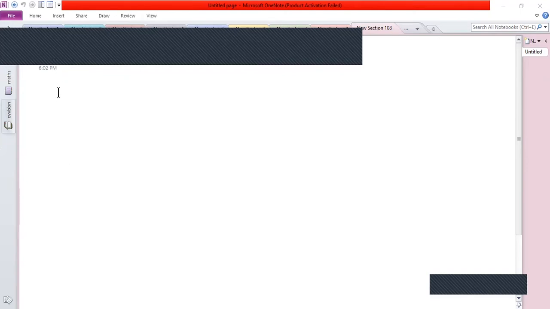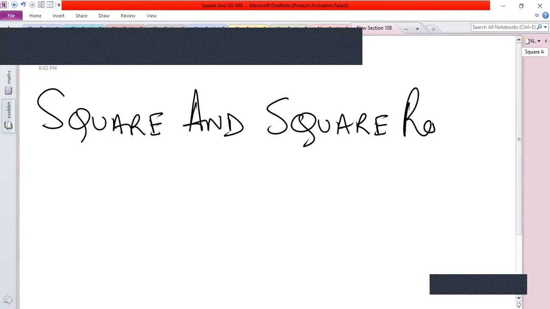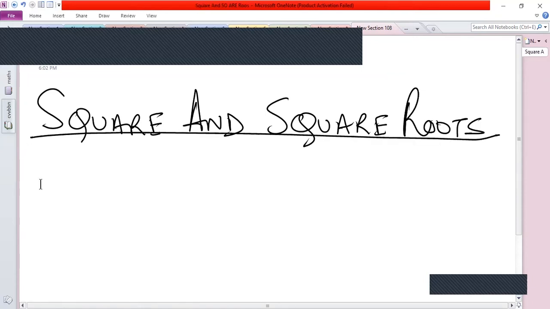So the topic is square and square root, right? Anything you know about square and square root? Have you done this previously in your class? Yes, ma'am. A square is a number multiplied by itself. Yes, right. The square of any number is when the number is multiplied by itself, it gives you the square.